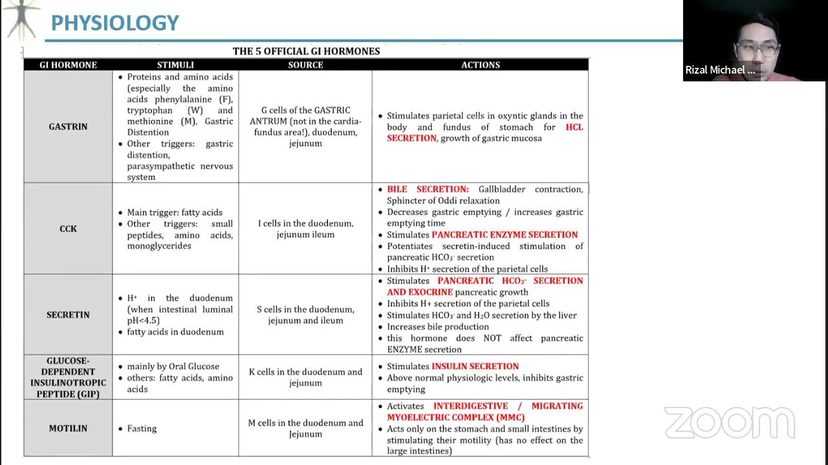Okay, so take note that CCK is from the I cells, and then your GIP is from the K cells. Okay, so don't be confused, ha? Si CCK hindi siya galing ng K cells. So pronounce it as CCK. CCK is galing ng I cells. Kasi everything else, gastrin G, secretin S, motilin M. CCK, baka mag-C kasi kayo, baka mag-K cells kayo eh. CCK is from the I cells. Okay, and then the K cells releases your GIP.